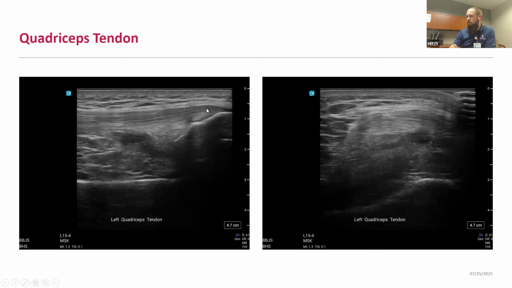The quadricep tendon is made up of the 3 different layers. Your superficial layer is typically your rectus femoris. Your middle layer comes together from your vastus medialis and lateralis, and then the deep layer is your intermedius.